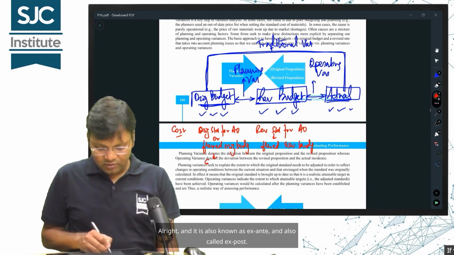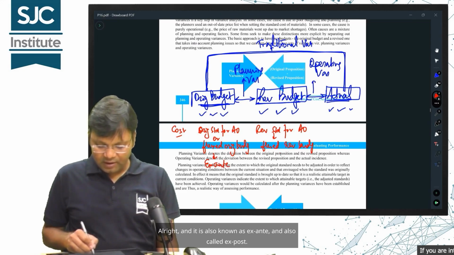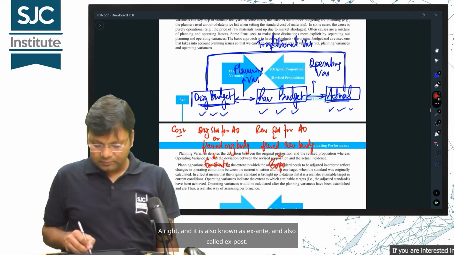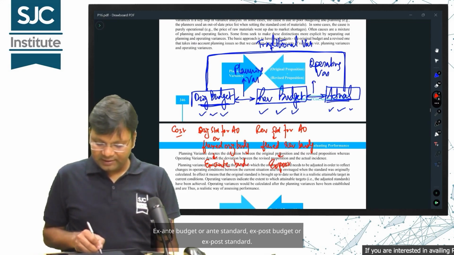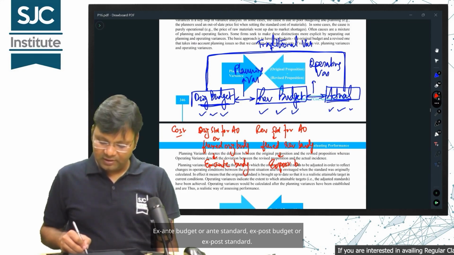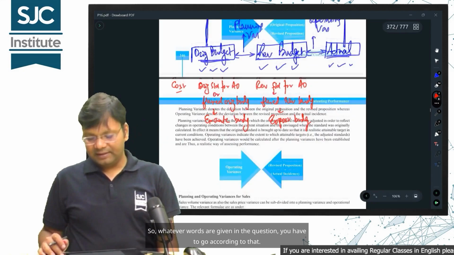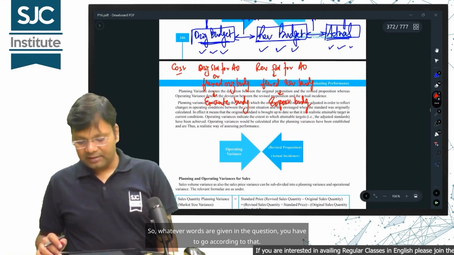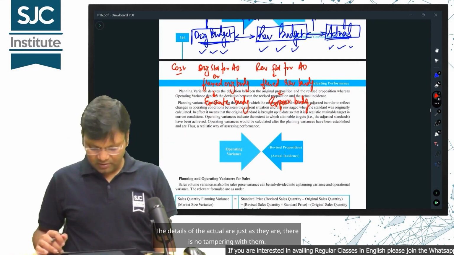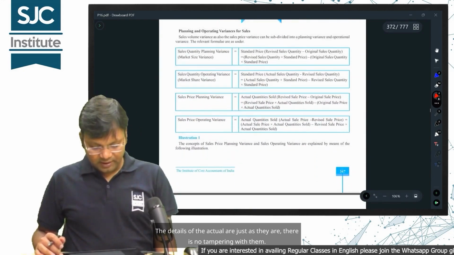It is also known as ex ante and also called ex post. Ex ante budget or ex ante standard, ex post budget or ex post standard. So, whatever words are given in the question, you have to go according to that. The details of the actual are just as they are, there is no tampering with them.